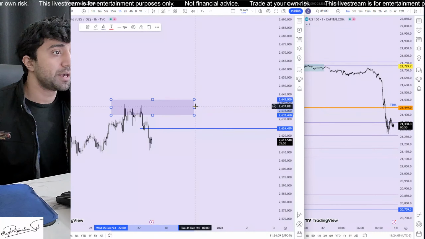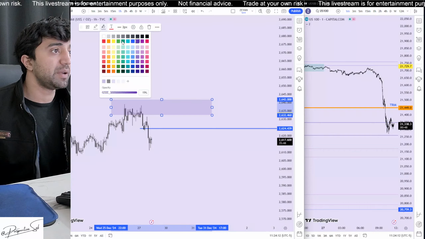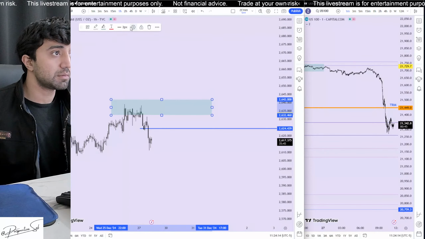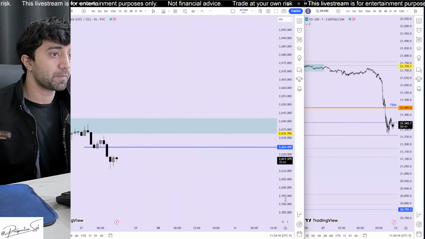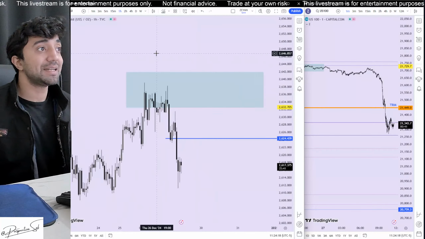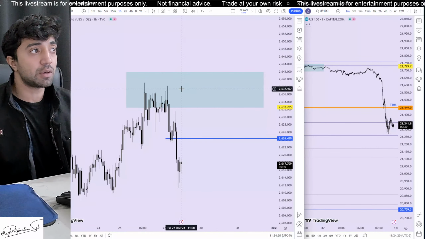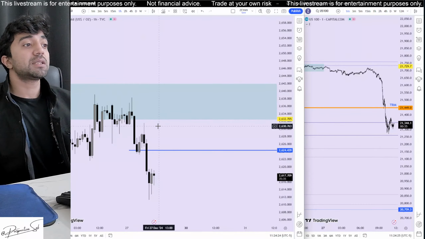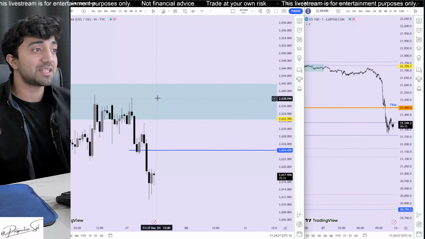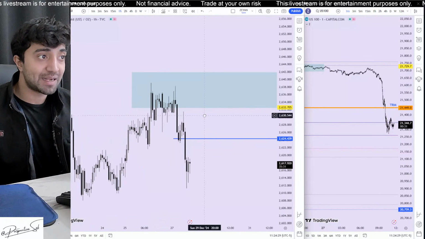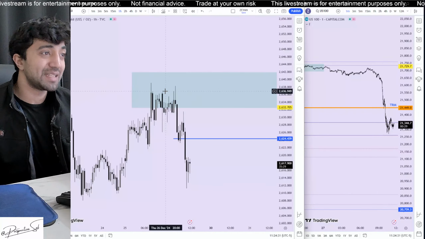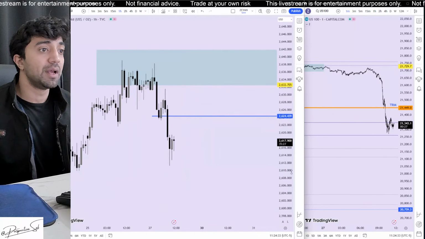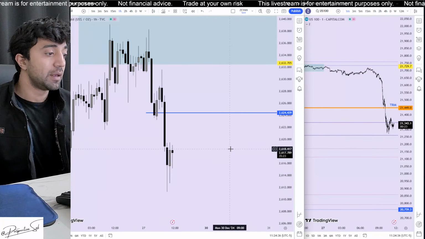Okay, boys, just keep this in mind: as long as we are below this box, I'm not interested in taking swing longs on gold. So what if the price comes above this point? This box can be used as a support for the price, but as for now, the price is using this as a resistance point. So I'm more inclined towards the bullish side.